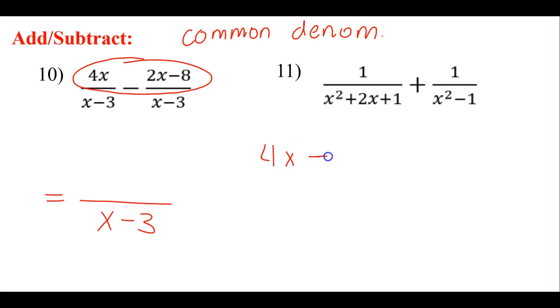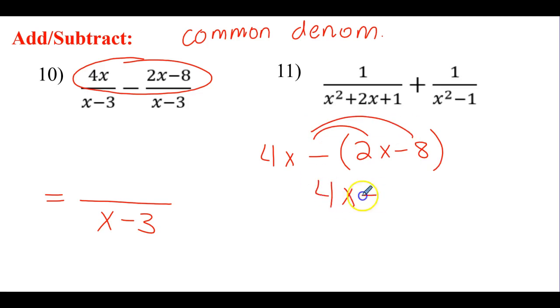4x minus, this stuff comes after the minus sign. So what do we have to do? 4x minus both of these things actually means 4x minus 2x plus 8. So be careful of that. You're subtracting both of those things from the first thing. So the way we do that is we distribute the negative through. So it's actually 2x plus 8.